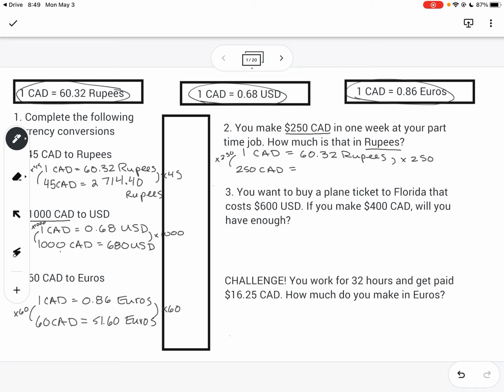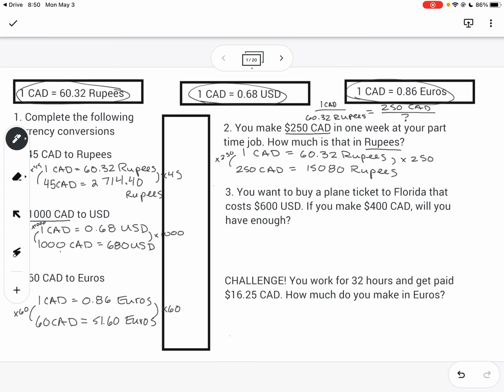So 60.32 times 250. So I've got 15,080 rupees here. Another way to look at this is using fractions. So if I have 1 Canadian dollar over 60.32 rupees, that's equal to 250 Canadian dollars over some number of rupees here. And really what I'm doing is I'm solving that proportion to make sure that it's the same.